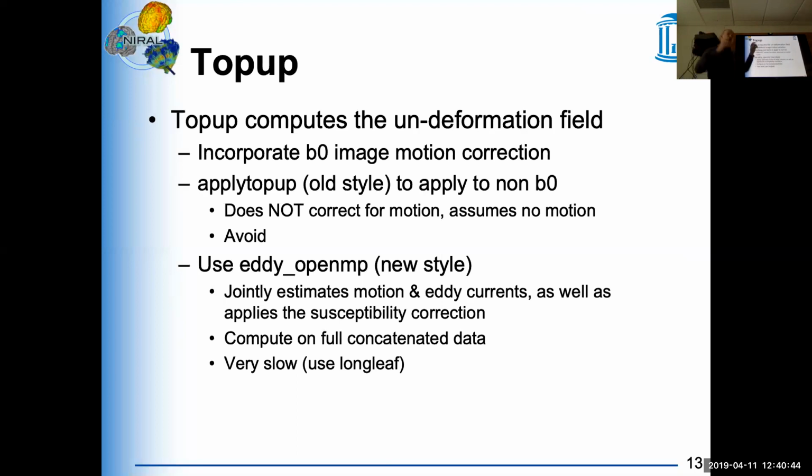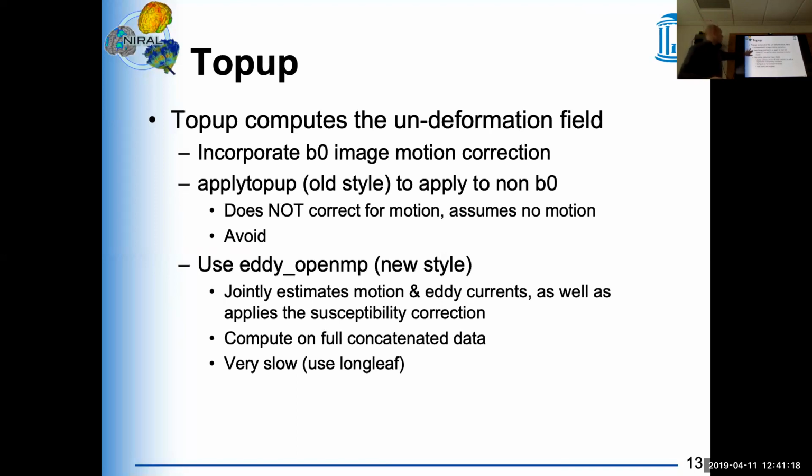The nice thing about the TopUp computation is that it incorporates a motion correction of the B0s. In order to do that correctly, it has to. But now you have a motion corrected B0 image, and a TopUp that goes along with that. If you would like to apply it correctly to the other data, you need to correct the other data for motion also. That's where the next step comes in: we need to do the eddy current, motion correction, and application of TopUp correction at the same time.